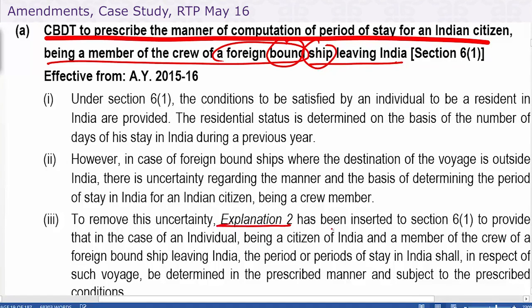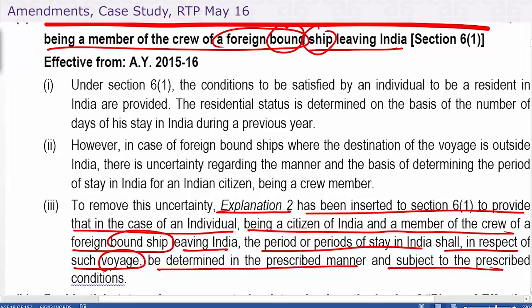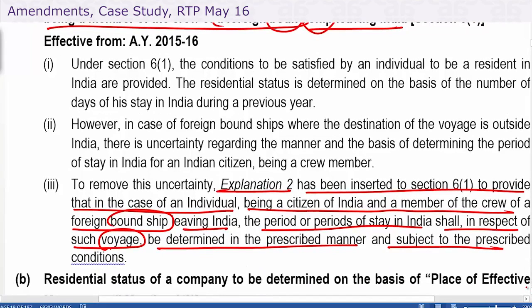Explanation 2 has been inserted, and you can underline only what I am doing. You can only go through that. That in case of an individual being a citizen of India and a member of the crew of a foreign bound ship leaving India, the periods of stay in India shall, in respect of such journey, be determined in the prescribed manner and subject to the prescribed conditions. Now this was where we left off while I was teaching you.